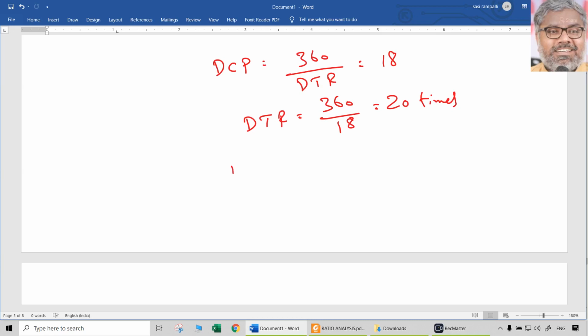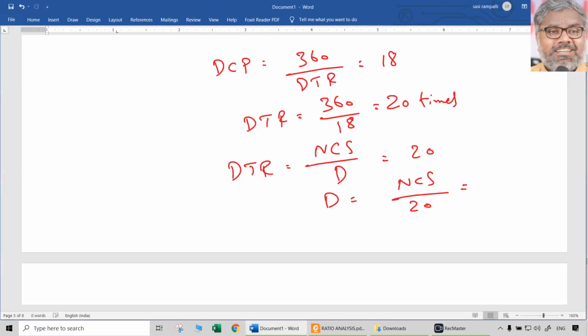Then we go to the debtors turnover ratio formula. What is the debtors turnover ratio formula? Net credit sales divided by average debtors. Again, we don't know average debtors, so we just take debtors here. That is equal to 20. Then debtors will be how much? Net credit sales divided by 20.